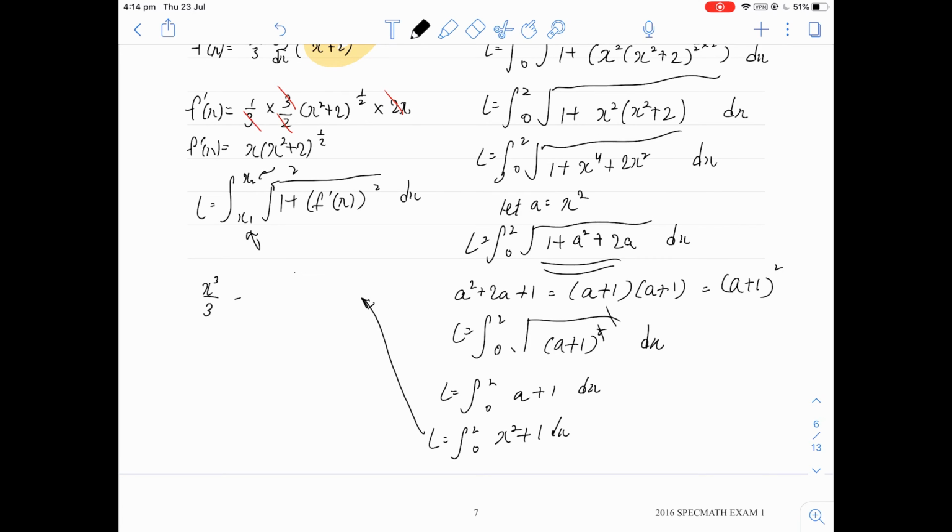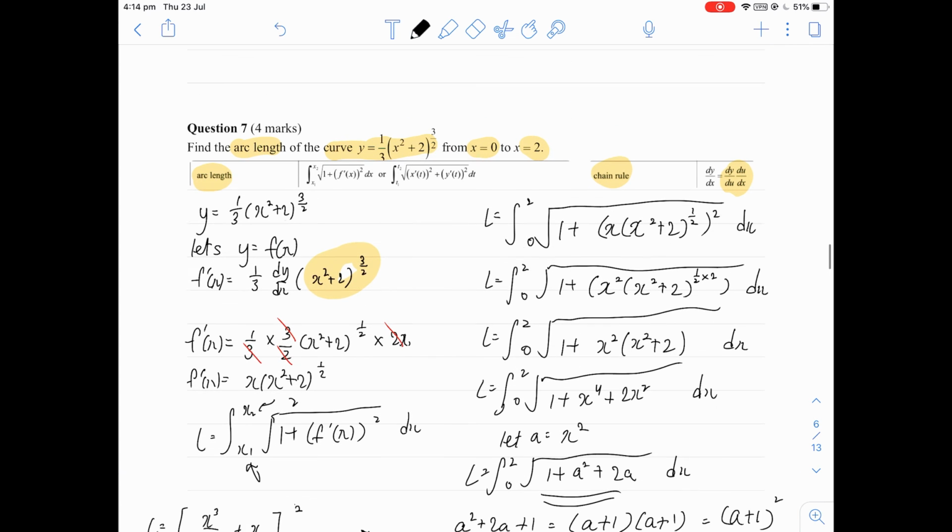x cubed on 3 plus x, from 0 to 2. And so we'll get 2 to the power of 3 over 3 plus 2 minus 0 on 3 plus 0. This gives us 8 on 3 plus 2 minus 0. And 8 on 3 plus 2 will be 8 on 3 plus 6 on 3, which will give us 14 on 3. So I hope you find this helpful. Thank you very much.